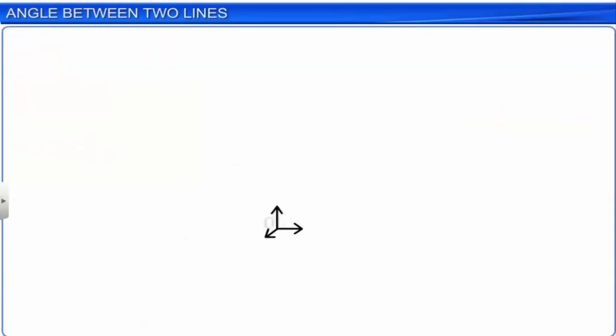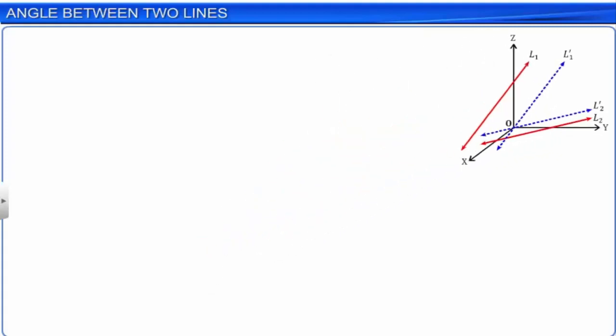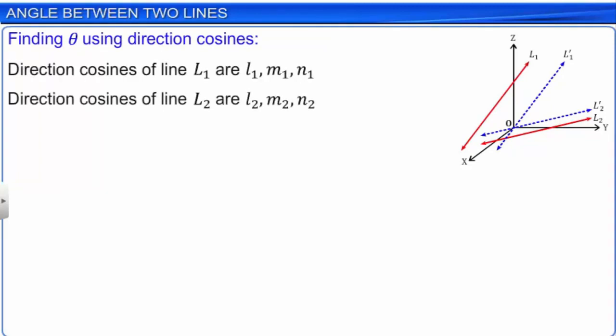The given lines L1 and L2 may not always pass through the origin. In such a case, we find the angle between them by considering lines L1' and L2' that are parallel to L1 and L2 and pass through the origin. Now, let us see how we can find angle theta if we are given the direction cosines of lines L1 and L2 instead of their direction ratios.